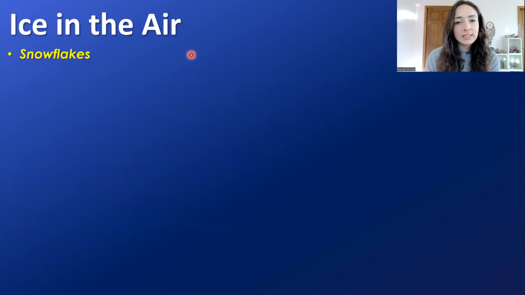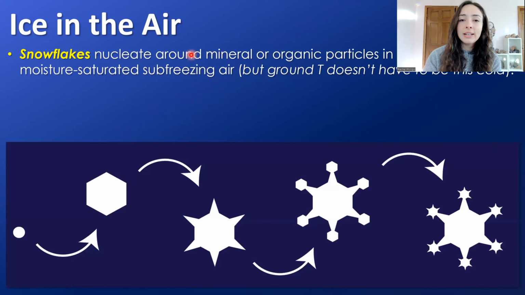The formation of snowflakes is kind of like hail in that it nucleates around a mineral or organic particle in some way in a moisture-saturated sub-freezing air mass. But I also wanted to note here that the ground temperature does not have to be this cold, because everybody's always wondering, what temperature does it have to get down to in order to snow? Well, the air up in the sky where it's forming has to be sub-freezing, but the ground doesn't have to be. I think just the other day, El Paso got some snow that was in like 40 degrees, so it can be above freezing where you are to actually get the snow to fall. But then when it hits the ground, it will melt, or at least where I'm from, that's always the case.